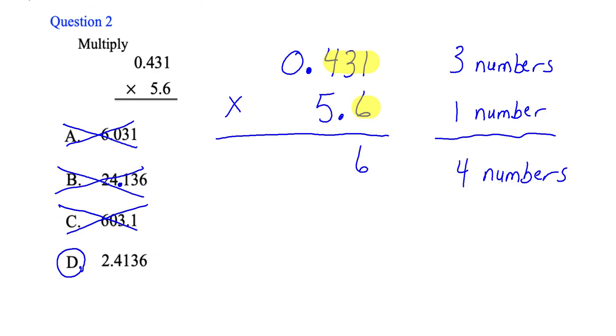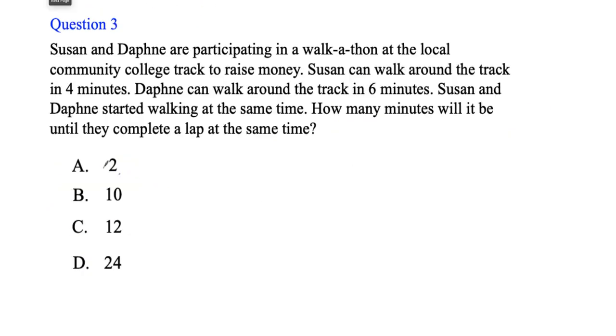Let's go to another problem, question 3. There's a lot here, and you might want to flag this one. These story problems can be difficult, but actually this one's not quite as tough as it appears to be. Let's read it. It says, Susan and Daphne are participating in a walkathon at the local community college track to raise money. Susan can walk around the track in 4 minutes. Daphne can walk around the track in 6 minutes. Susan and Daphne started walking at the same time. How many minutes will it be until they complete a lap at the same time?